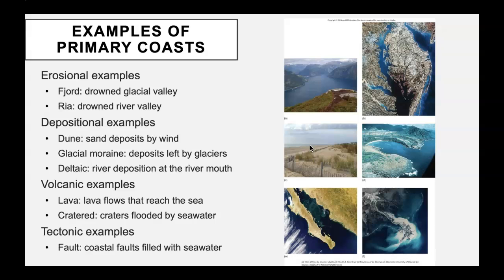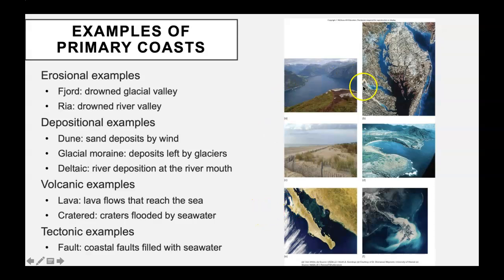Lava flows that reach the sea. Craters, there can be craters that are flooded by seawater. So a volcanic remnant that is at the ocean can get eroded, and then seawater can flood into it. There can be faults at the coastline. So this is a fault here, Baja California. There's a divergent plate boundary kind of splitting off Baja California south of California and Mexico.